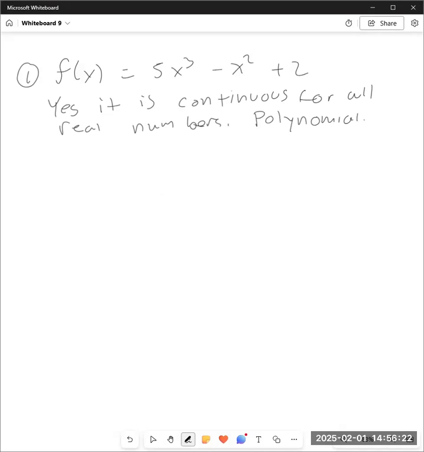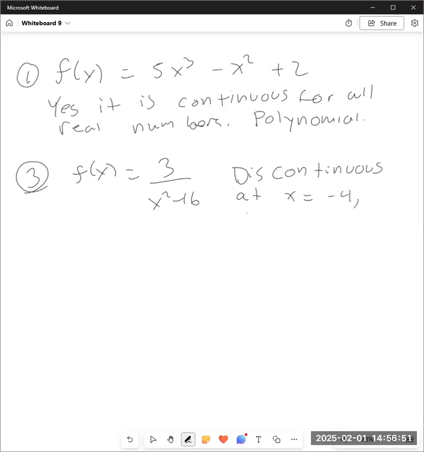So let's look at number 3, and it is f of x is equal to 3 over x squared minus 16. And it is not continuous everywhere. So it's discontinuous at x is equal to -4 and 4. These are vertical asymptotes, so no, it is not continuous for all real numbers.